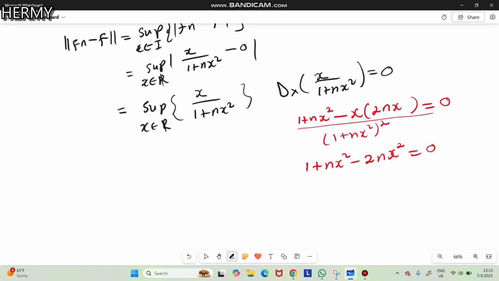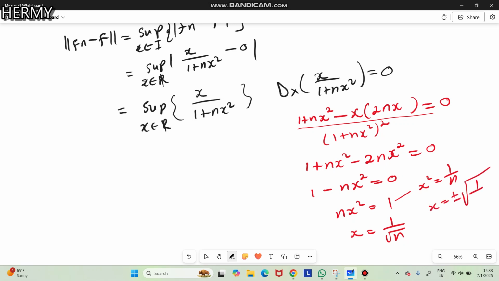Then you'll do what? You'll cancel. So it's 1 minus nx squared equals 0. Then solving for n, nx squared is equal to 1. Then x is equal to 1 over the square root of n. Because when you are here, it will be like x squared is equal to 1 over n. Then x is equal to plus or minus the square root of 1 over n.